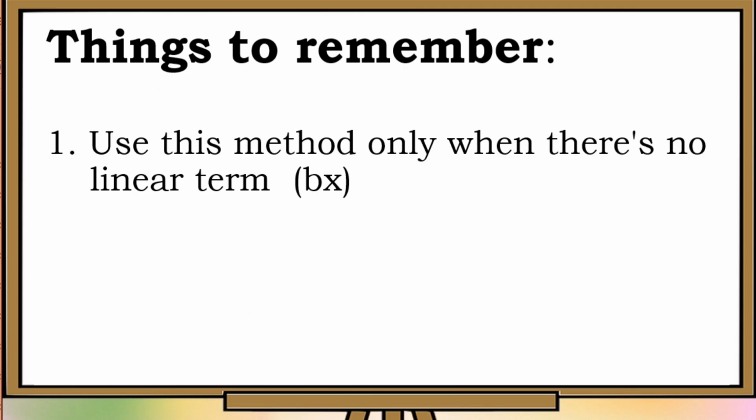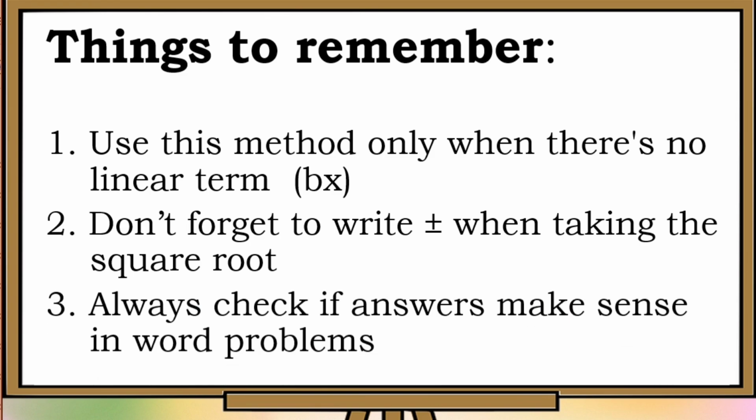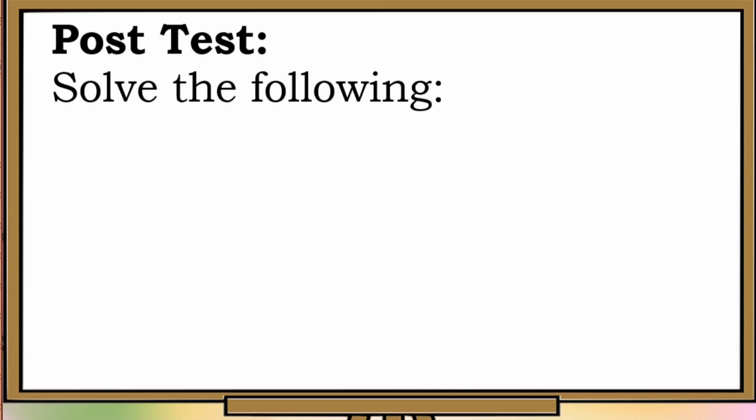So, let us have these things to remember. Use this method only when there's no linear term. Don't forget to write positive or negative when taking the square root. And lastly, always check if answers make sense in word problems. So now let's proceed to the post-test.